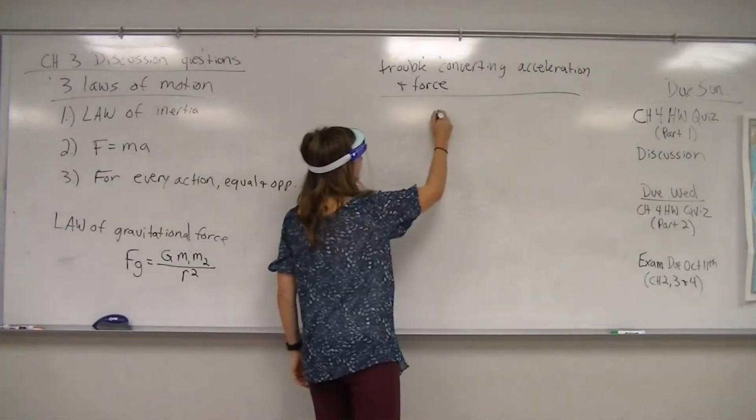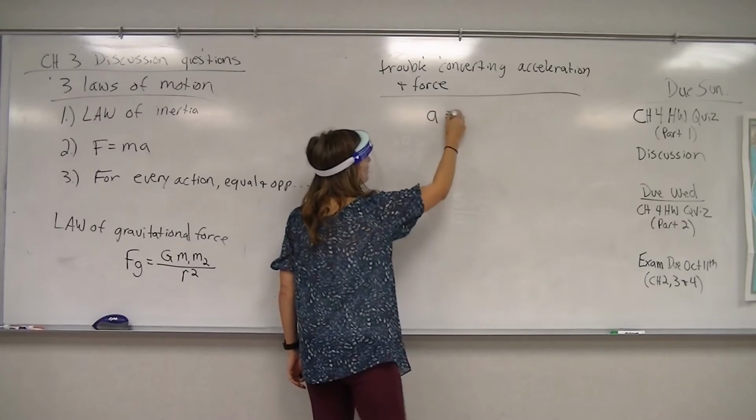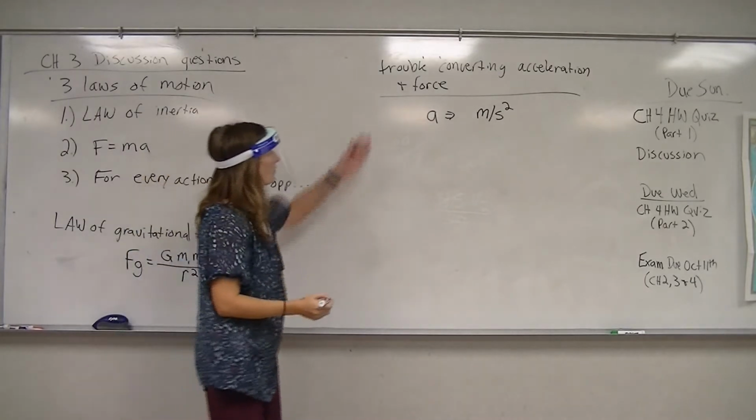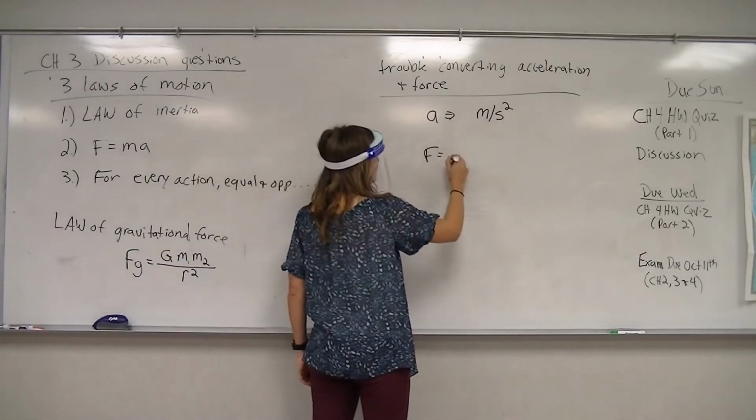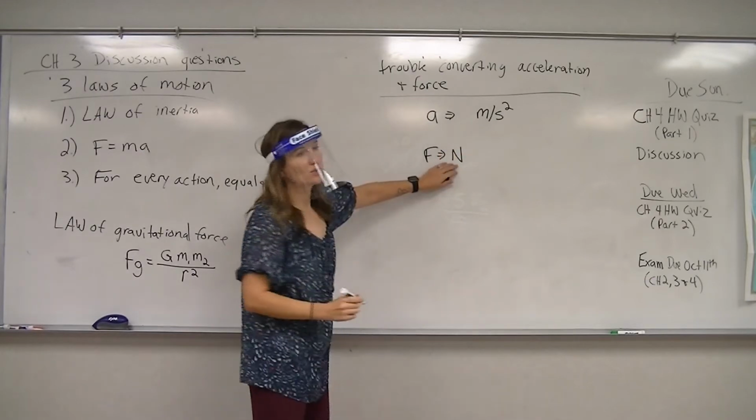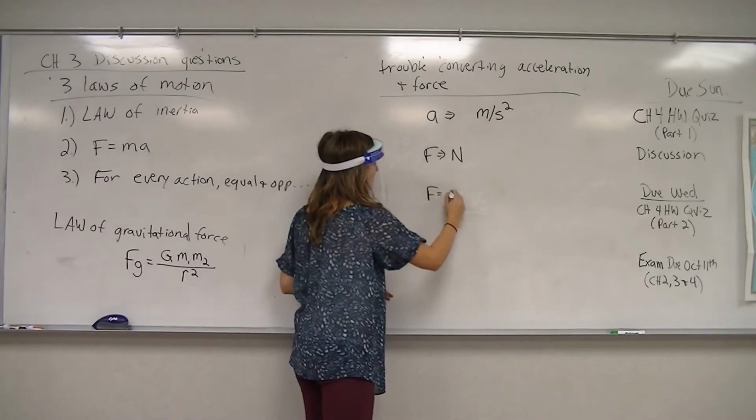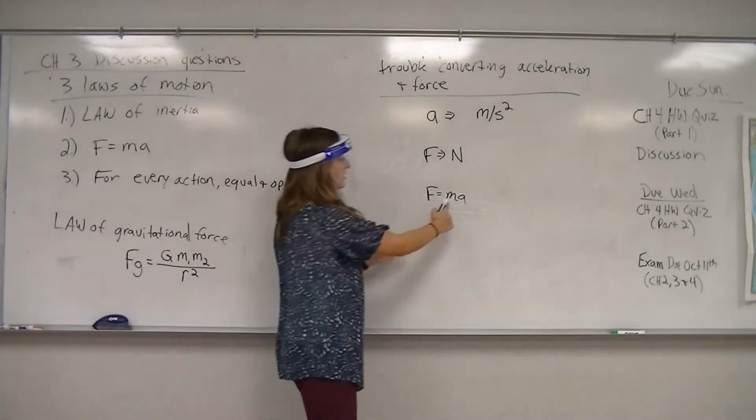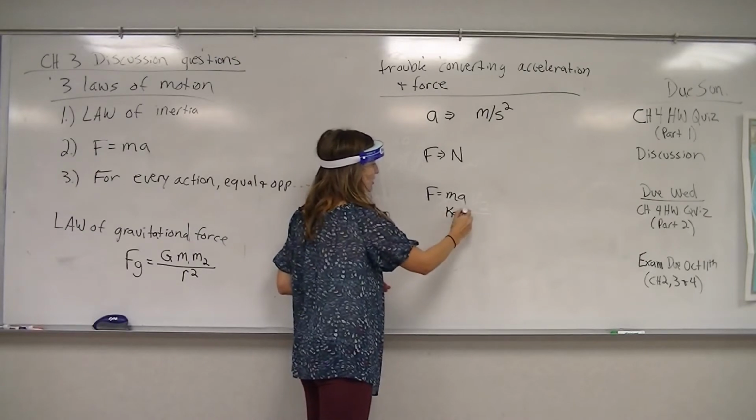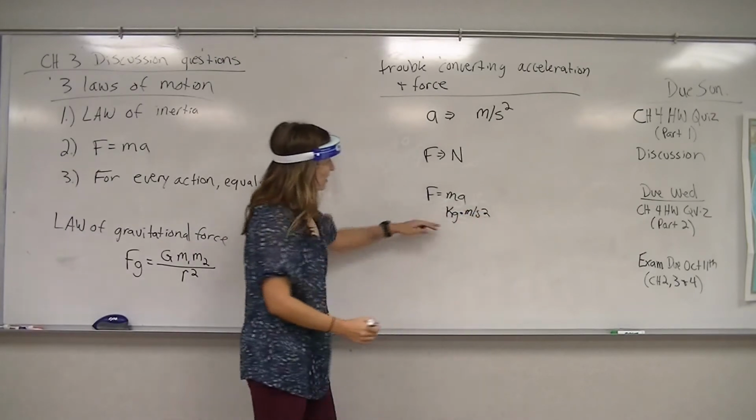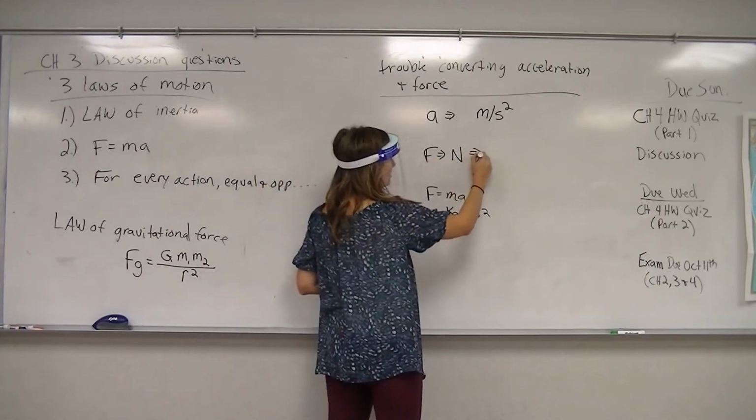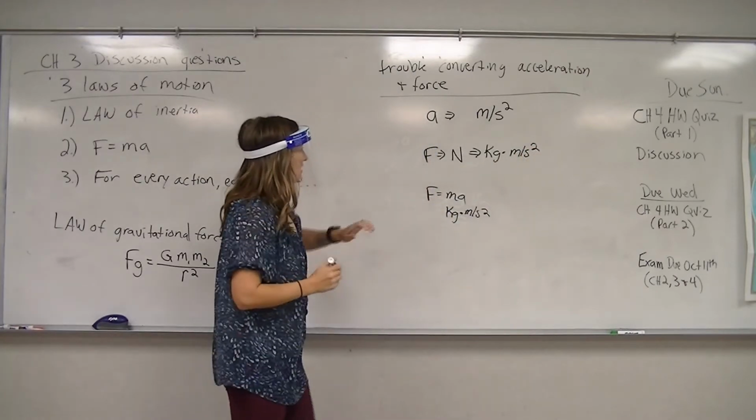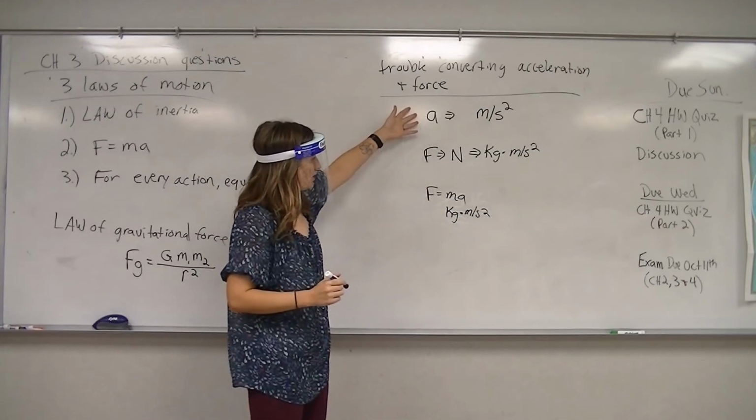What I mean by that, acceleration, for instance, the units on it are meters per second squared. For force, the units on it are newtons. Let's look at the equation that we get from Newton's second law of motion, force equals mass times acceleration. Mass is kilograms, acceleration is meters per second squared. So newtons is the same units as if we wrote kilograms times meters per second squared. So we can never convert from force into acceleration.